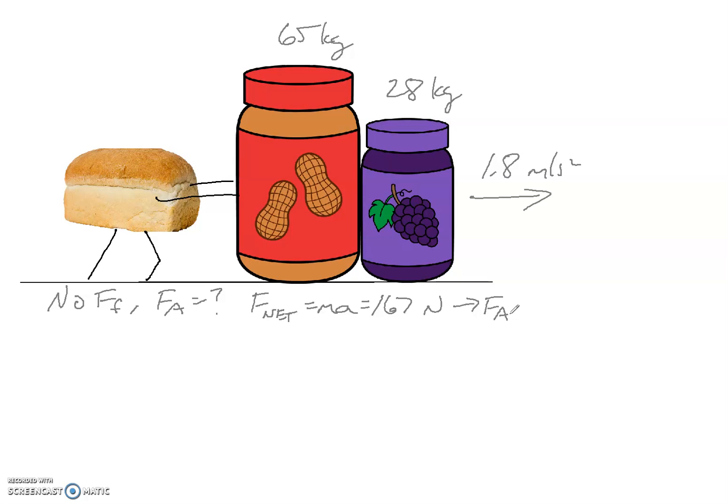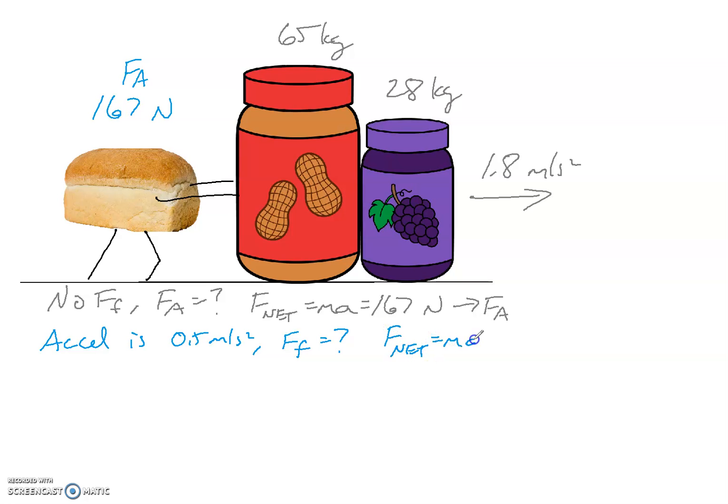Okay, so what if we change the situation a little bit? Now we'll say the acceleration is only 0.5 meters per second squared. So what is the force of friction? Well, the applied force is still 167. So he's pushing with 167 newtons. That is my applied force. My net force isn't going to be the same thing anymore. If I do my net force, F equals ma, with my new acceleration, I get a force of, give or take a little bit, around 47 newtons.